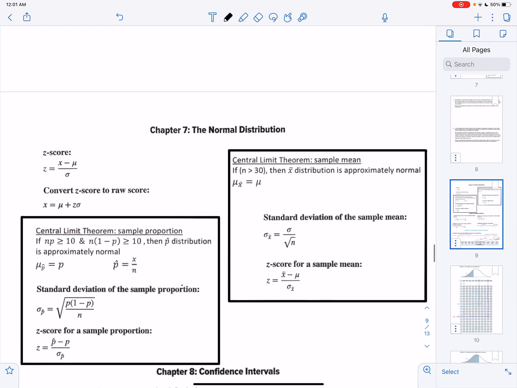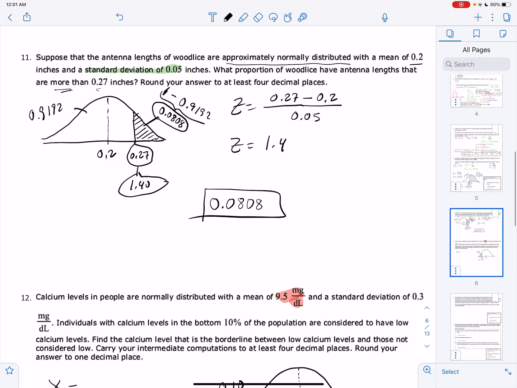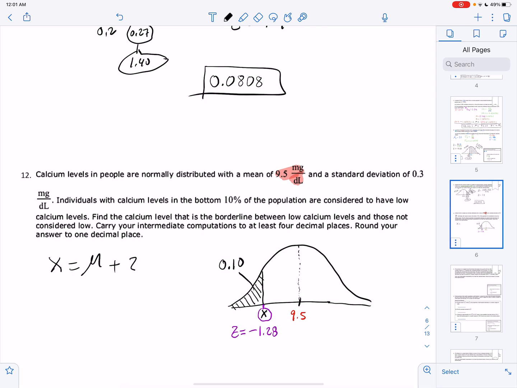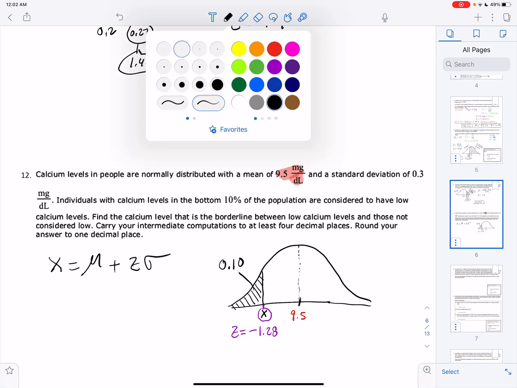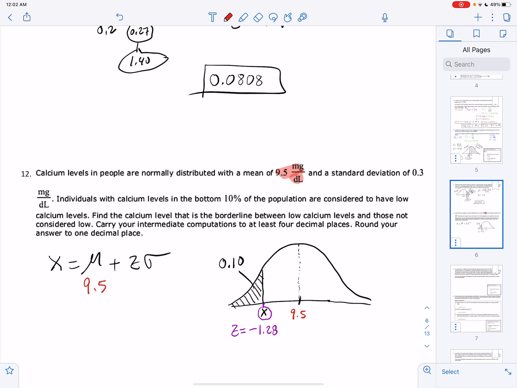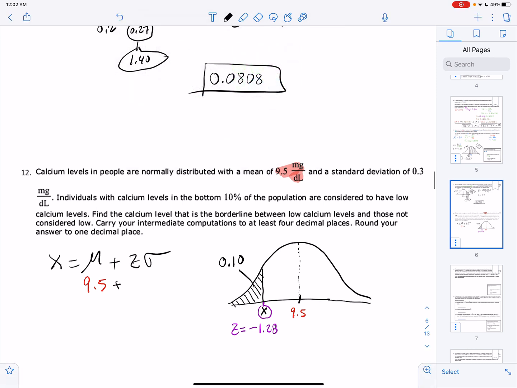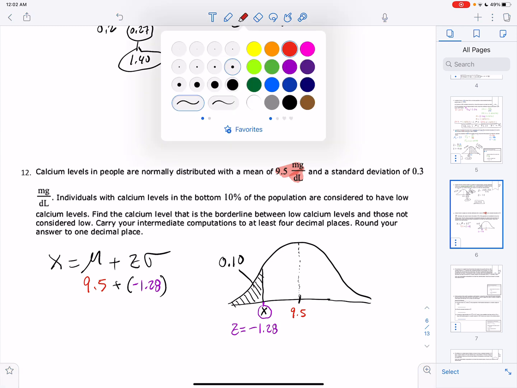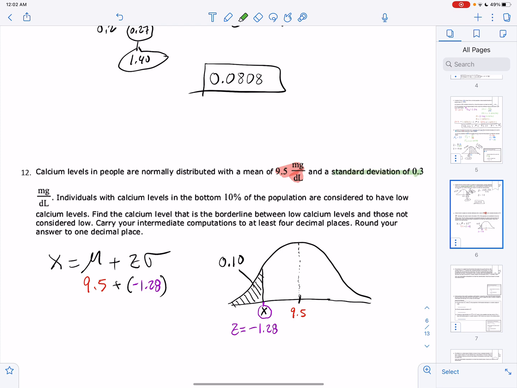Here it is right here: x equals mu plus z times sigma. Okay, but we have all those values, so this shouldn't be too bad. The mean is there in red, which is 9.5, plus the z value there in purple, which is negative 1.28, times our standard deviation, which I think was given somewhere. Let's make that green. Standard deviation is 0.3.